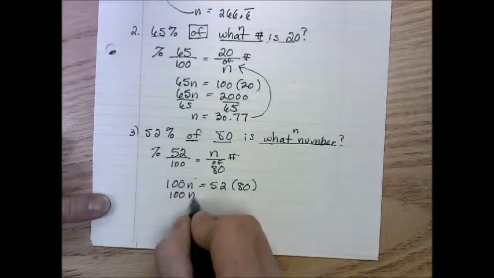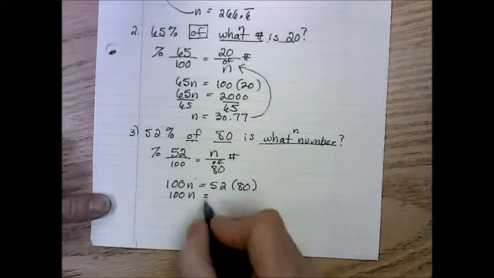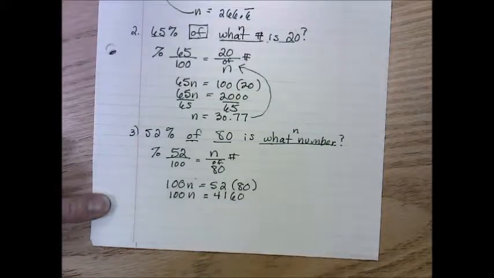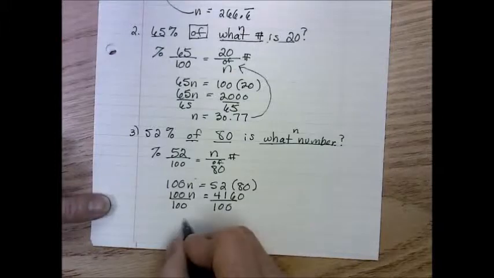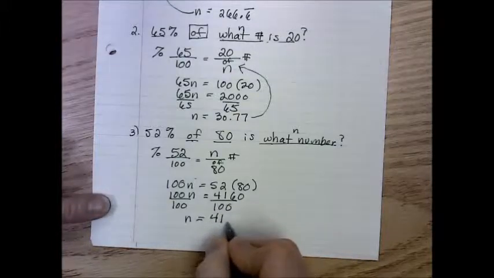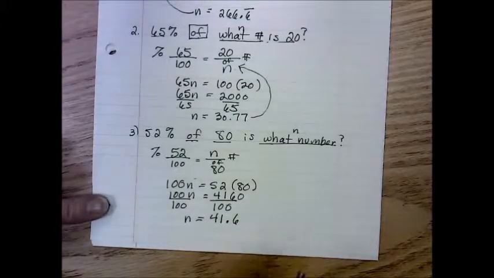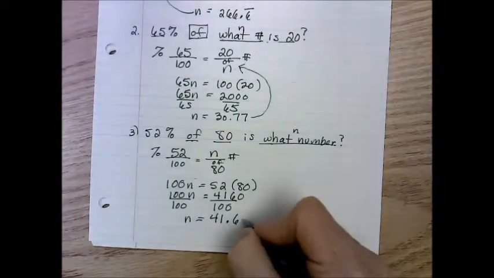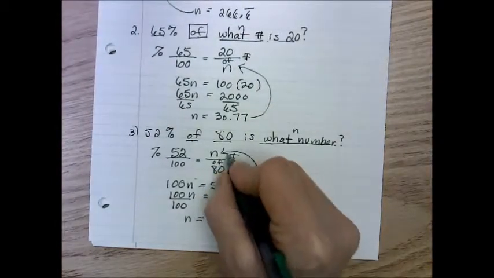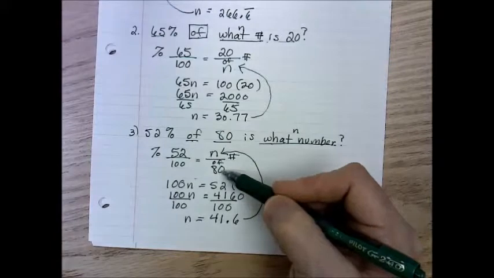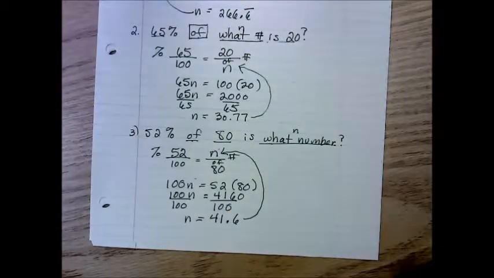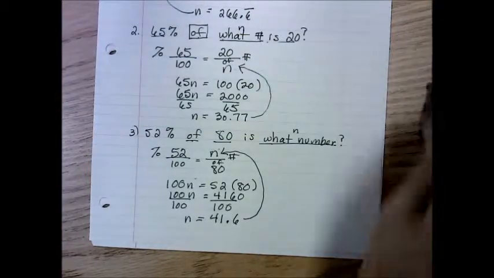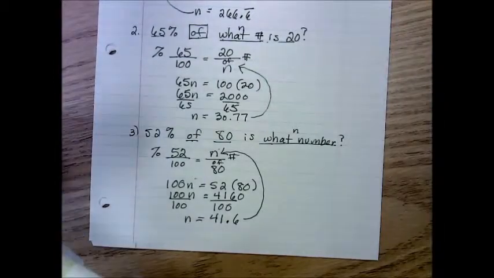So 100n equals 4,160. And when we divide both sides by 100, n equals 41.6. And so if we plug this in up here, 41 is about half of 80, and 52 is about half of 100. So we are good to go on those ratios.